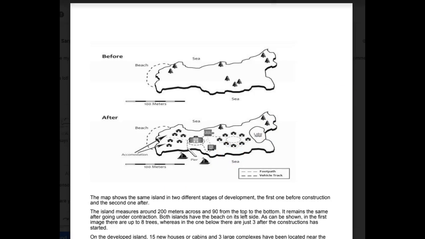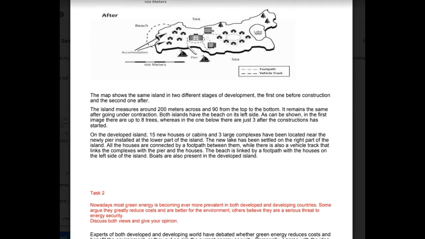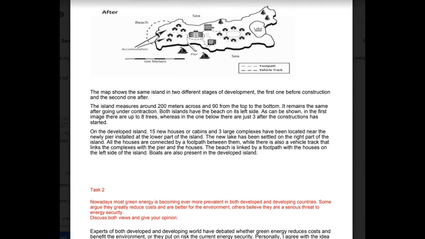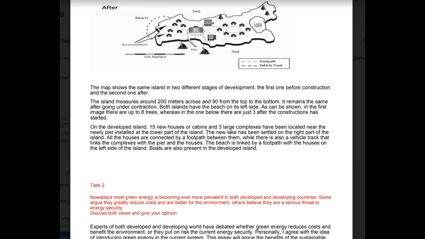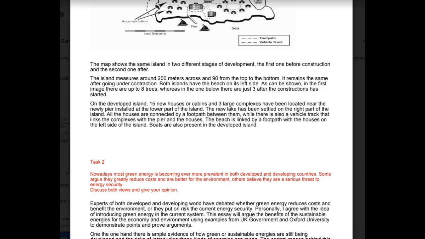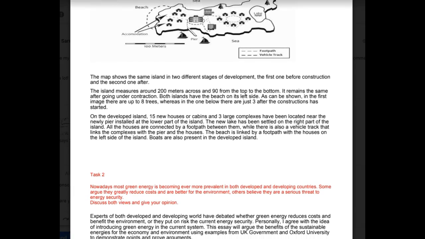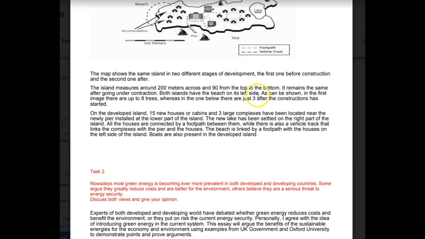Okay, Alfonso, let's take a look at this new set of essays you've written. We've got the map. Let's see what you did here. The map shows the same island in two different stages of development, the first one before construction and the second one after. The island measures around 200 meters across and 90 from top to the bottom. It remains the same after going under construction. Careful, not contraction, construction. Both islands have the beach on its left side, as can be shown.